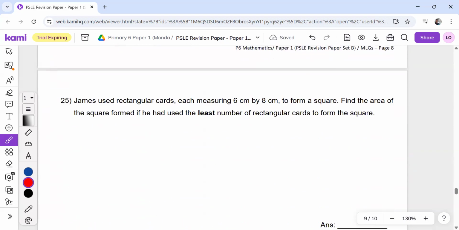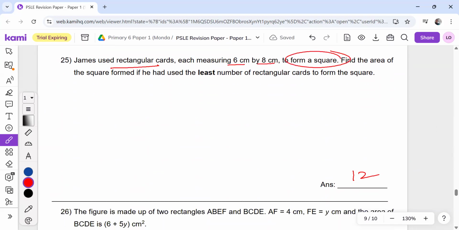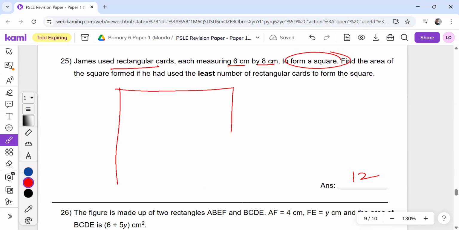Question 25, a PSLE question. What's the answer first? The answer is 12. Do you get 12? How to get 12? James used rectangular cards, each measuring 6 cm by 8 cm, to form a square. It has to be a square, so you take all the cards to form a square, and a square has all equal sides. Find the area of the square. Sorry, not 12. Who said 12? 12 is not the answer. If you put 12, then you never read carefully. Find the area of the square, not how many cards you need.